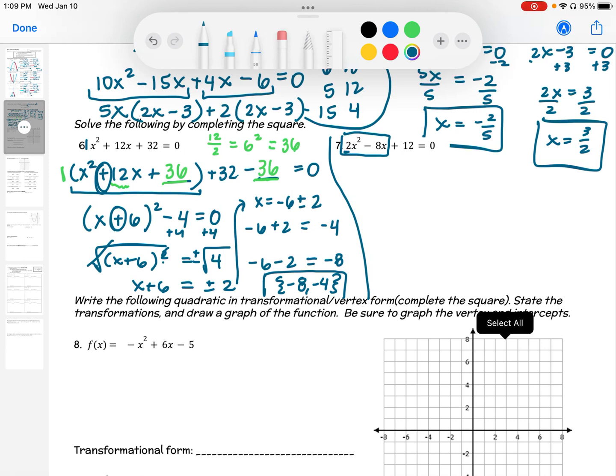So first thing I want to do is figure out what I can divide both this 2 and this 8 by. So in this case, our GCF would be 2. x squared minus 4x, and we always put plus on the inside blank, and then carry that plus 12 down, minus on the outside blank.